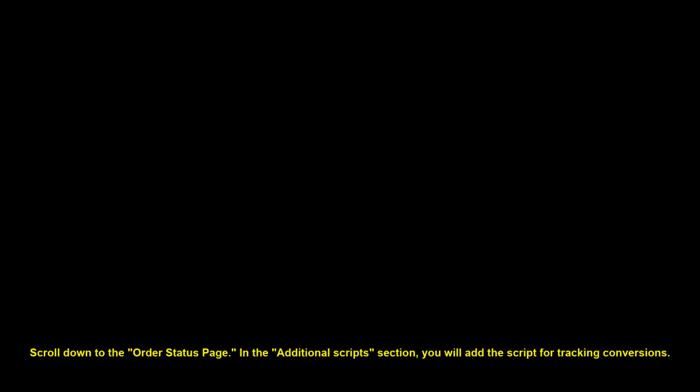Next, visit the Settings option in the left sidebar of your Shopify dashboard. Select Checkout from the Settings menu. Scroll down to the Order Status page. In the Additional Scripts section, you will add the script for tracking conversions.